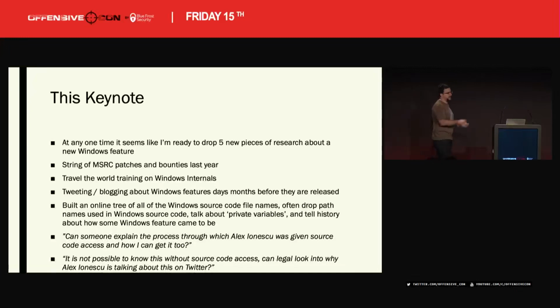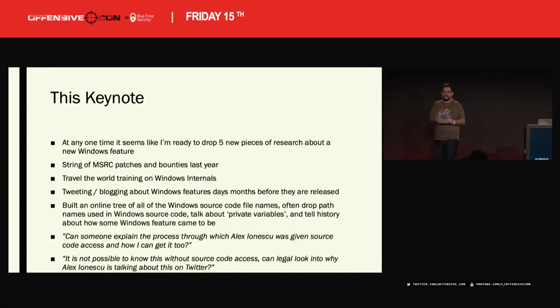2018, patch after patch, bounty after bounty, travel the world in Windows internals, tweet Windows features months before Microsoft employees know they're there. I host an online source code tree where you can browse through the file directory structure and the file names of every file in the Windows source code. And so I've been told by Microsoft employees and others that they get emails like, can someone explain how Alex got source code and how I can get source code too?